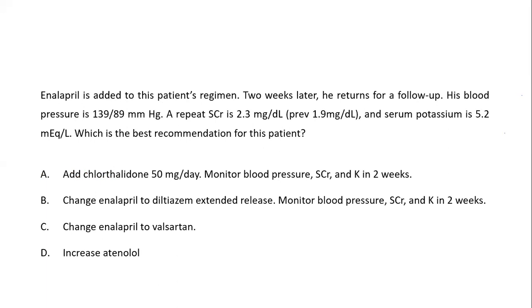Now, enalapril is added to this patient's regimen. Two weeks later, he returns for a follow-up. His blood pressure is 139/89. Repeat creatinine is 2.3, and serum potassium is 5.2. Which is the best recommendation for this patient? Should you add chlorthalidone? Should you change enalapril to diltiazem? Monitor the blood pressure, change enalapril to valsartan, increase atenolol? What should you do?